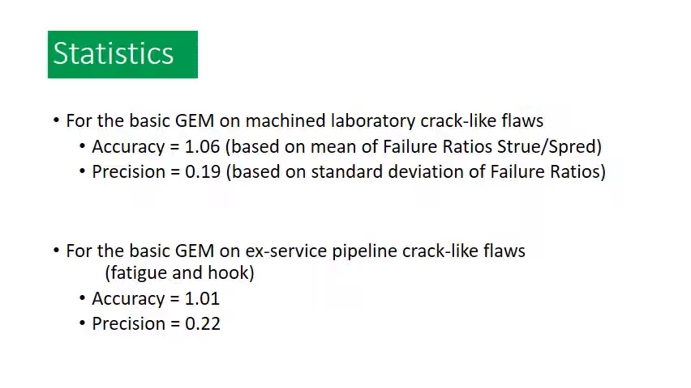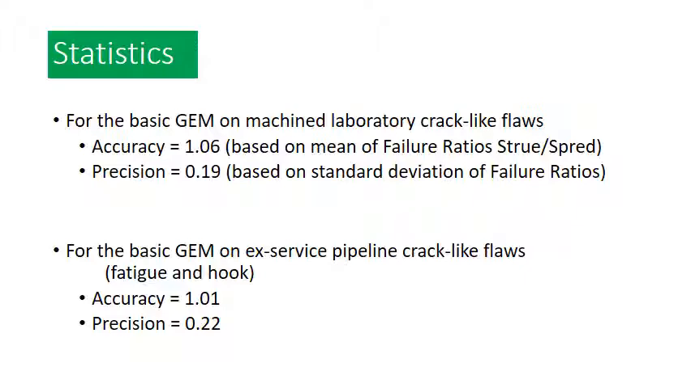Now, if we look at some very simple statistics, what I like to do is look at the failure ratio, which I define as the true failure strength divided by the predicted failure strength. And if I take the mean of all the data points, I can come up with an estimate of accuracy. Now, in the case of the machined laboratory crack-like flaws, I find an accuracy of 1.06, which means that overall the model is about 6% overly conservative. That's not too bad. And the precision I'm using is basically the standard deviation of those failure ratios, and I get 19%. So that's where we are with the machined laboratory cracks.